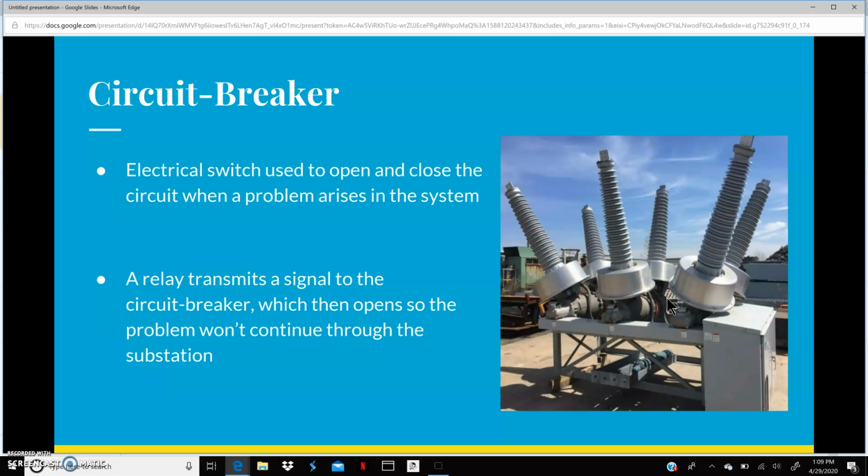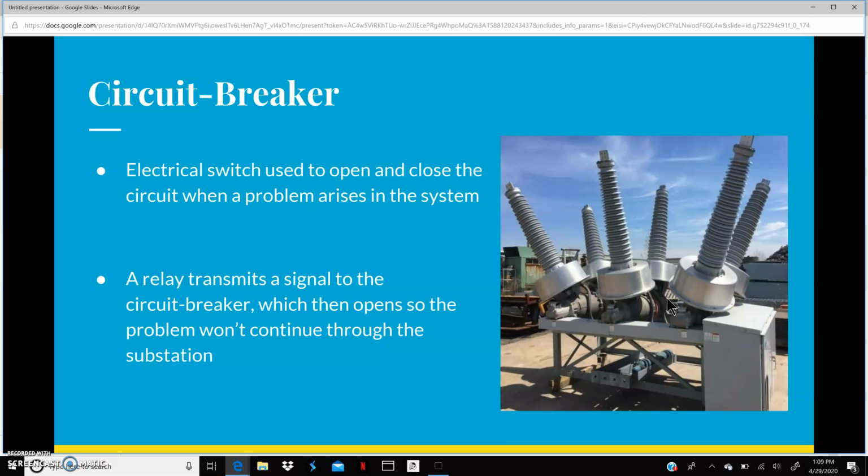Next, we have circuit breakers. Circuit breakers are used to interrupt any short circuits or overload currents that may occur in the network. A circuit breaker has a fixed contact and a moving contact. Normally, these contacts are touching each other, which allows the circuit to continue. When a fault is detected, the relay transmits a signal to the circuit breaker and the moving contact moves. Once the contacts are separated, the current flow is interrupted, and this isolates the problem so it won't continue throughout the entire substation.